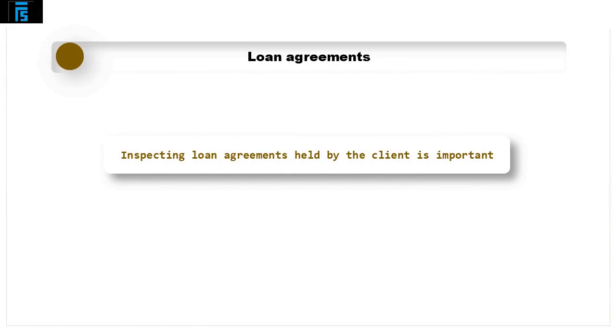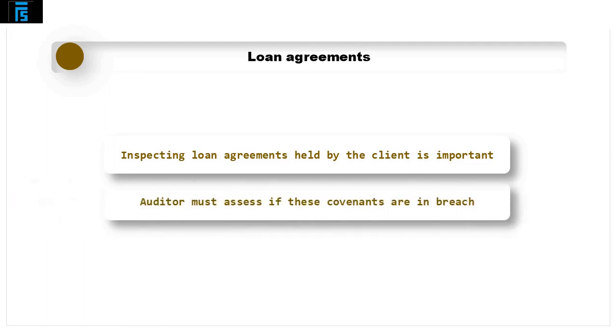Inspecting loan agreements held by the client is important so the auditor can highlight if any loan covenants exist or if a loan repayment is due. If conditions are attached to loans, for example, the company must ensure debt is kept below a certain limit, the auditor must assess if these covenants are in breach.